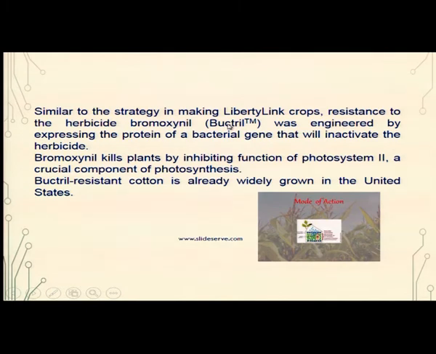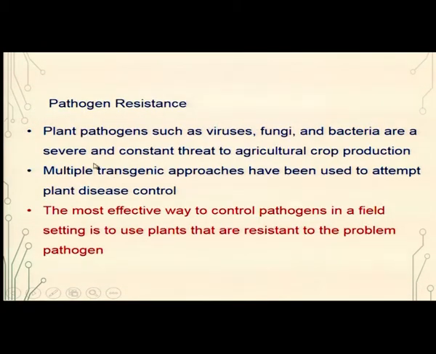Similar to the strategy in making Liberty Link crops, resistance to the herbicide bromoxynil, which is commercially available as Bactrile, was engineered by expressing the protein of the bacterial gene that will inactivate the herbicide. Bromoxynil kills plants by inhibiting the function of photosystem 2, which is a crucial component in photosynthesis. So bromoxynil resistant cotton is already very widely grown in the US.